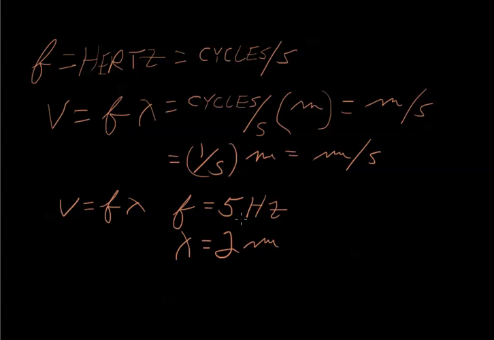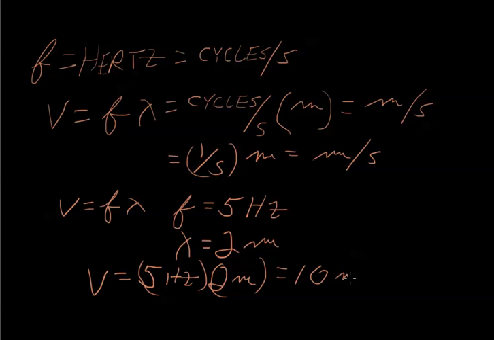So we can go ahead and plug this in and get our wave speed. So velocity equals 5 hertz times 2 meters, and 5 times 2 is 10, and that is 10 meters per second. So the algebra is pretty straightforward and fairly simple.